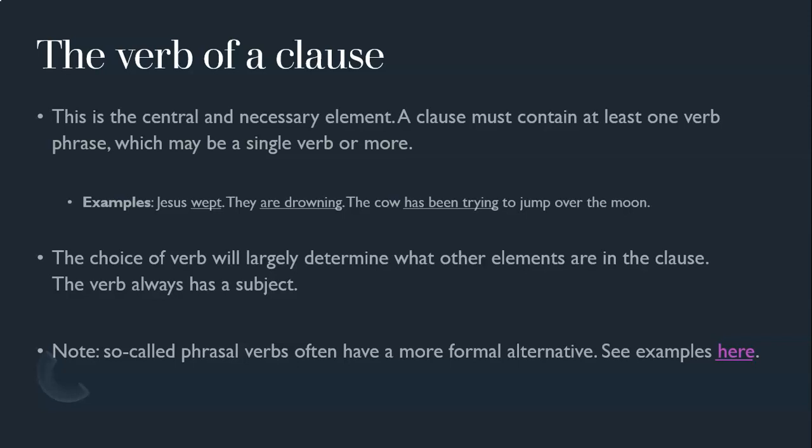The choice of verb will largely determine what other elements are in the clause. The verb always has a subject. Note, so-called phrasal verbs often have a more formal alternative. See examples of this in the PDF.